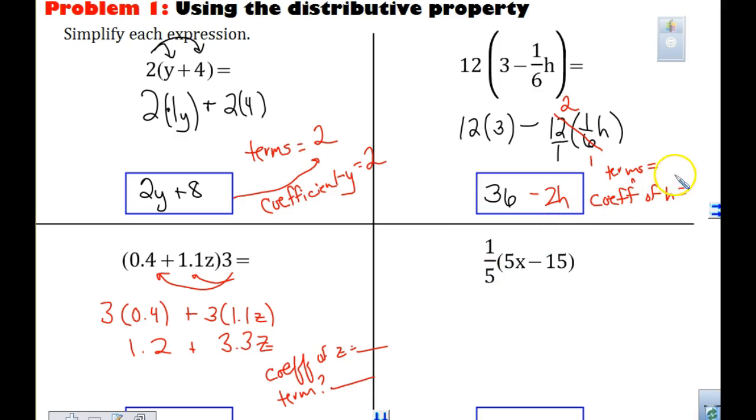Please check with your shoulder partner on the number of terms and what the coefficient of h is, and this part for z. Do that right now. And then we're going to look at that last example.